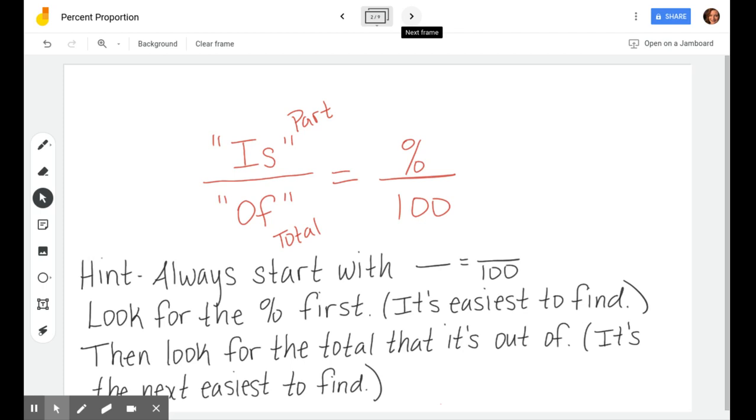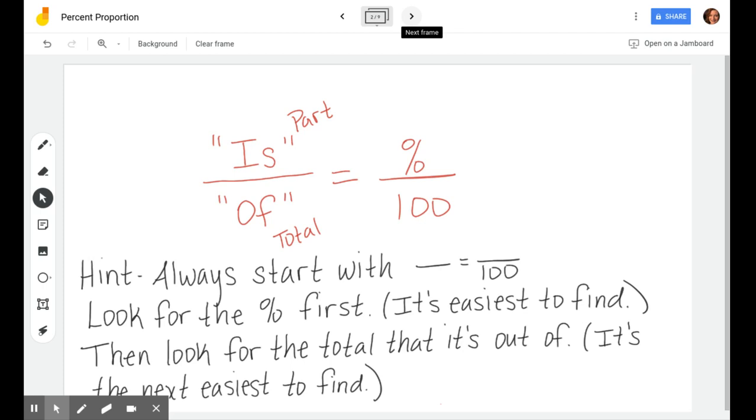I use is and of, and I know a lot of math teachers do that because typically the way the problems are worded, you'll see of something and you'll see whatever number is that percent. So those are kind of your keywords to look for. When I set this up, I always start with two blank fraction bars, equal in between, 100 on the bottom right. Every problem will start that way.